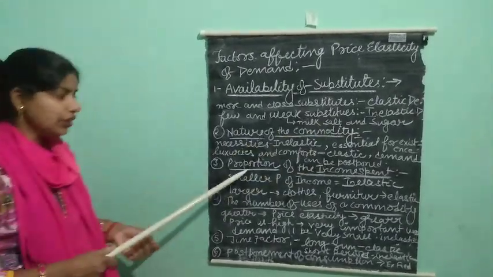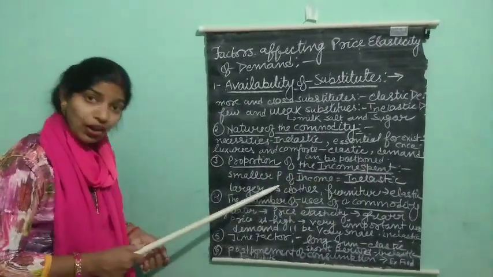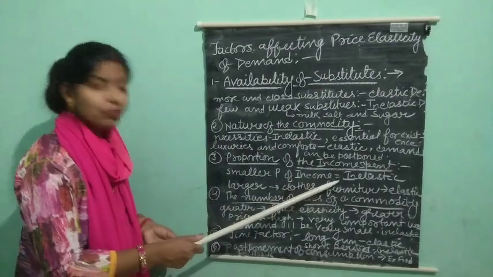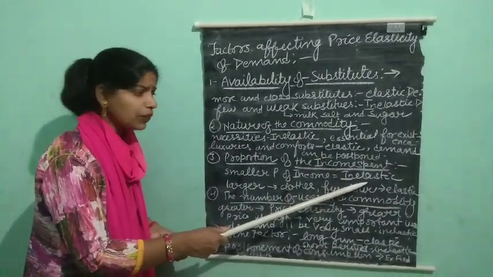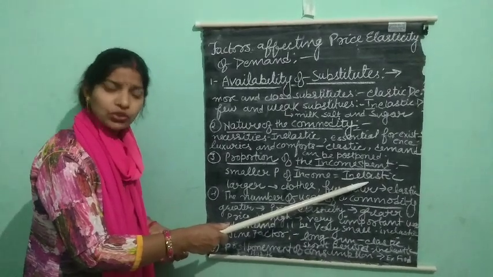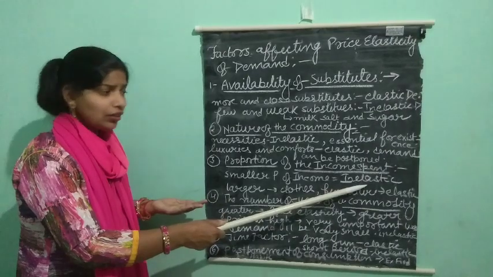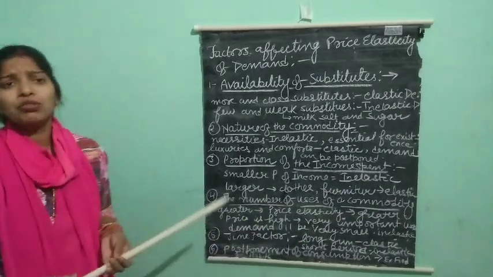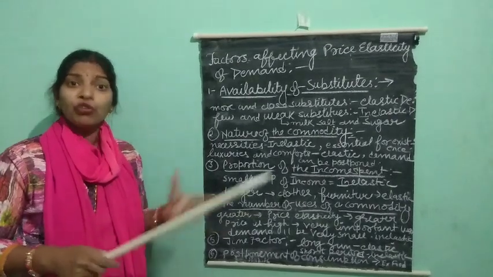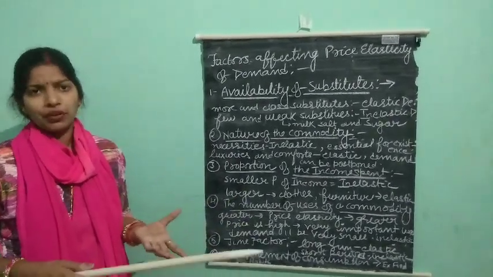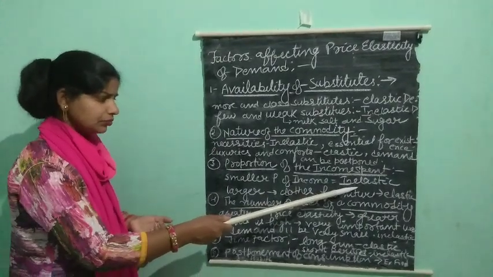Then we come to the third: the proportion of income spent. If a smaller proportion of income is spent by the consumer, then the demand will be inelastic. For example, salt, matchbox, soap: whatever the price, the demand will be inelastic, because if the price goes up, there is not much difference in the consumer's income and budget. That's why it will be inelastic.